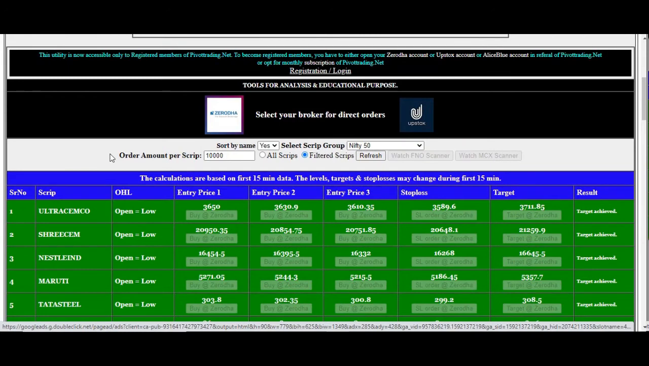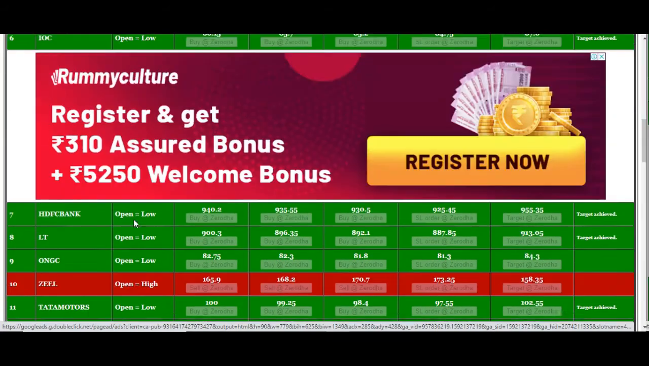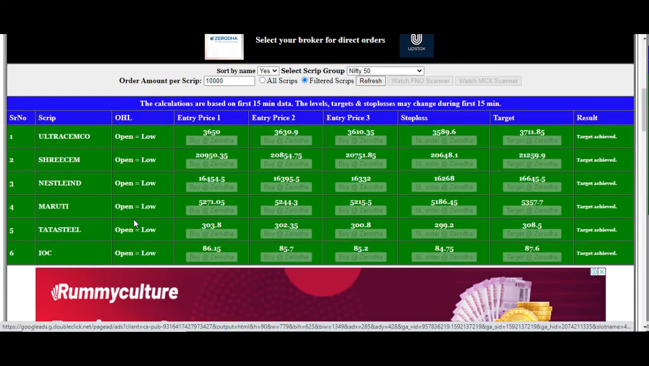You should also look at Nifty's trading side. If Nifty is on the green side, like plus 0.20%, then you can choose the open equal to low stocks. And if Nifty is trading on the red side, like minus 0.20%, then you should choose the open equal to high stocks. So after coming to this page at 9:30, look at Nifty's direction. After that, you can see entry prices 1, 2 and 3, and they also provide the stop loss and target.